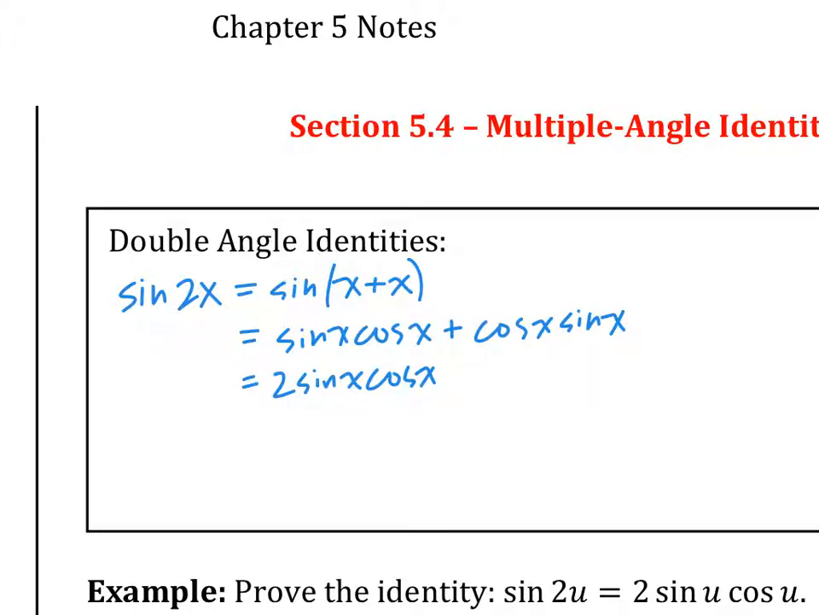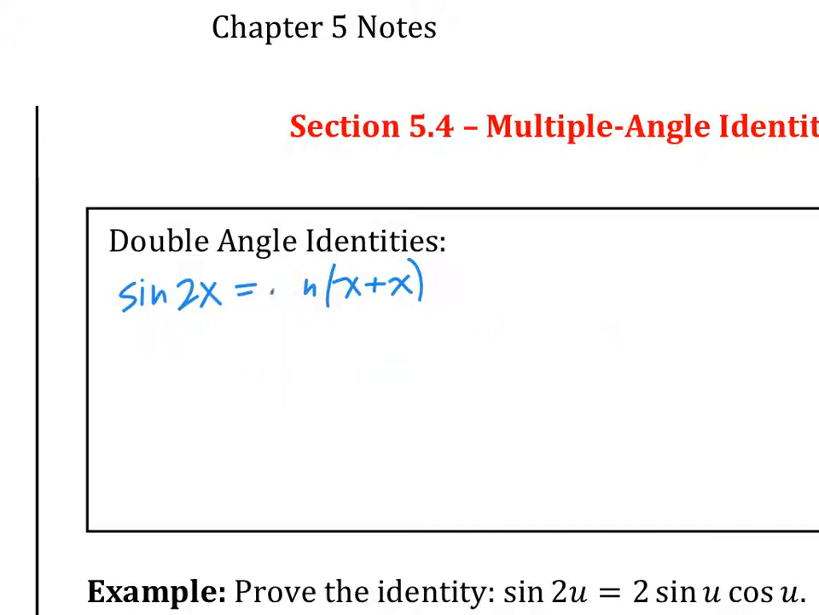How did you get 2 sine cosine? Sine cosine, and then cosine sine. If you just changed it around, it's sine cosine again. So there are two of them, so it's 2 sine cosine. Okay, so I'm going to erase all that and then put it here. 2 sine cosine. Okay, so that's the first identity.